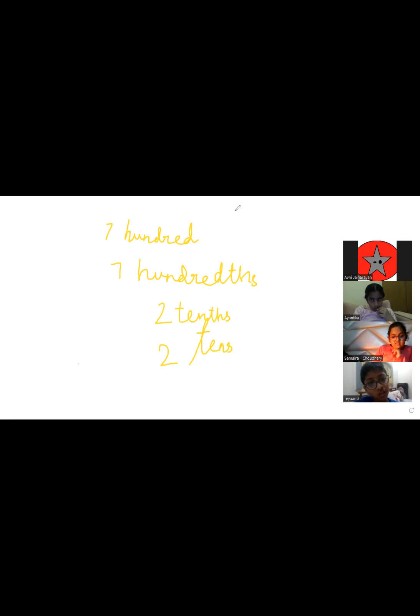Reyansh is giving different answers, not together. Okay, not together, beta. What you have done is very good, but I want individual values. What is 700 written as? What is 7/100? What is 2/10ths and 2/10ths? 7/100, then 0.07. Yes, like that.